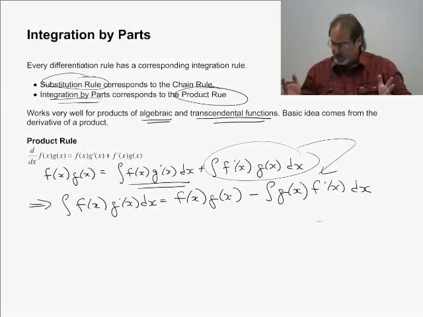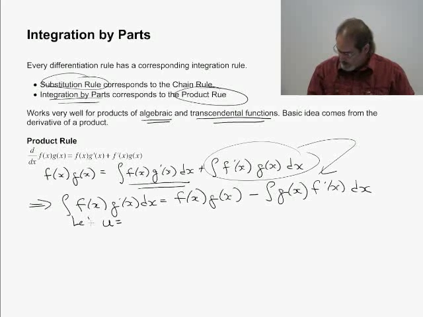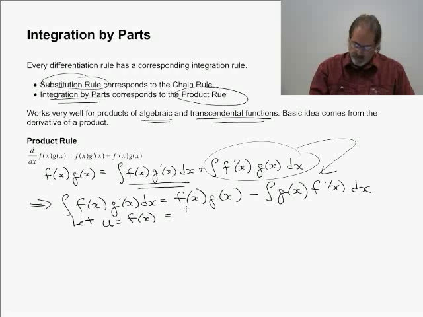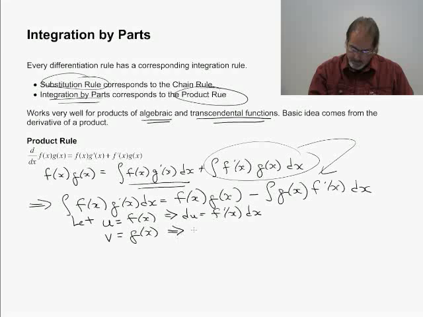So what good does that do us? Well, I want to relabel some of these. Let's say I let u equal f of x. That then implies that du equals f prime of x dx. And I'm going to let v equal g of x. That would imply that dv is equal to g prime of x dx.